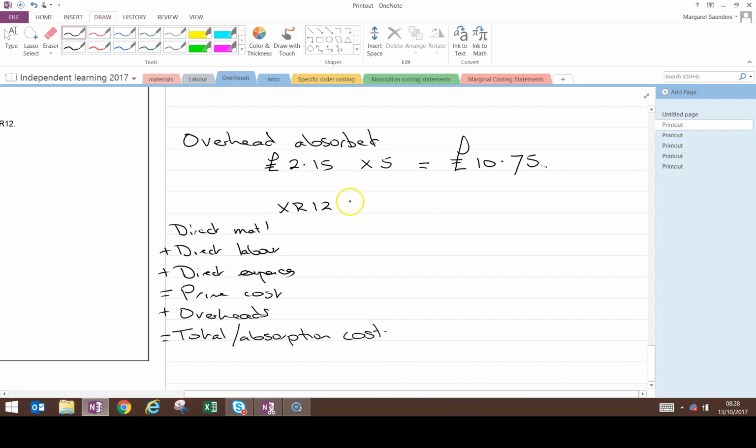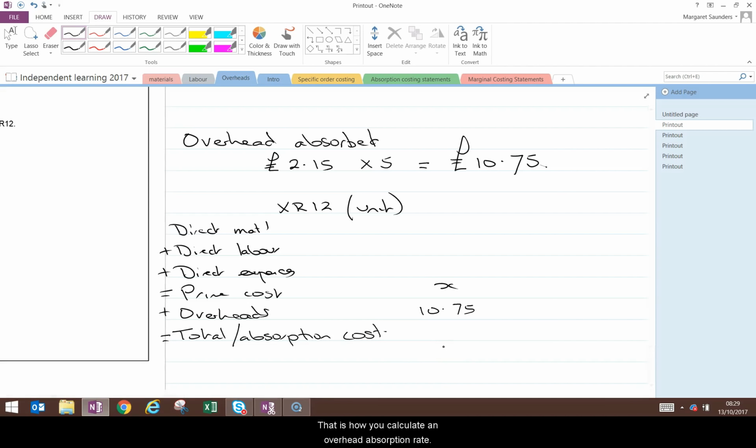So what we know for 1 unit is how much we would add in overheads. This particular example hasn't given us the other costs, but we know that whatever these other costs were, which we call X, we would add £10.75 to that to give us our total cost. Then we can quote the customer based on that total cost.